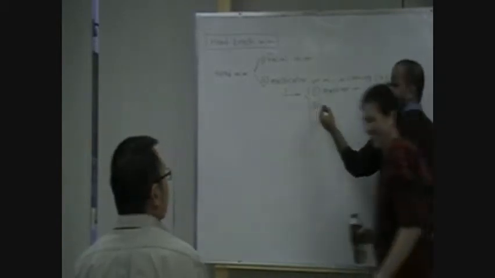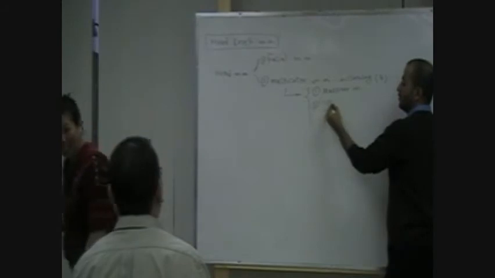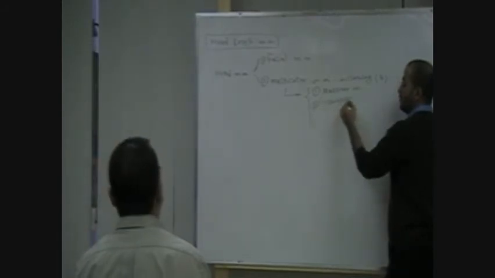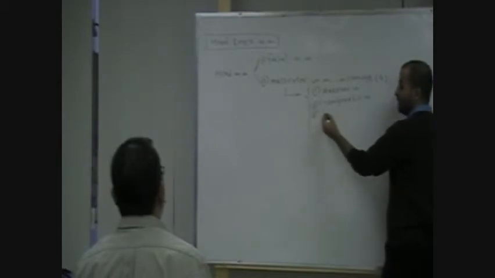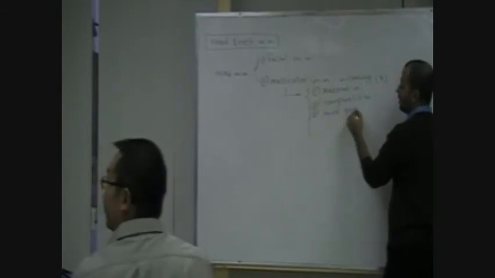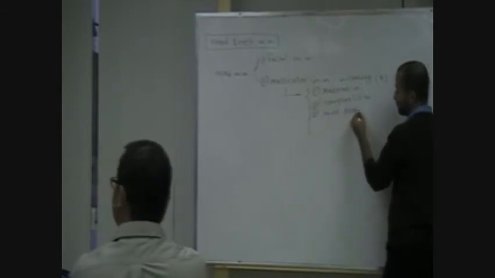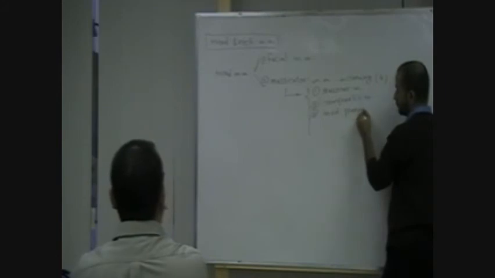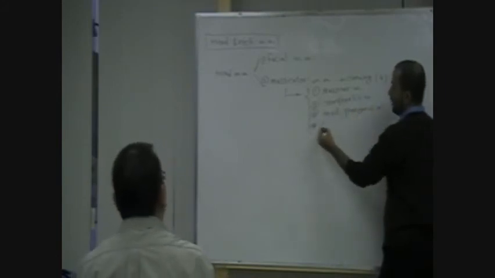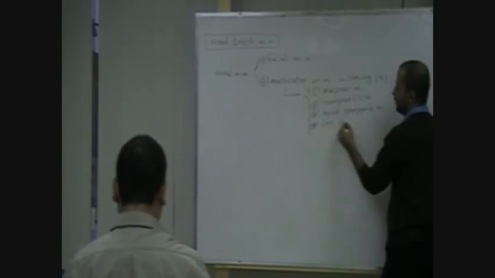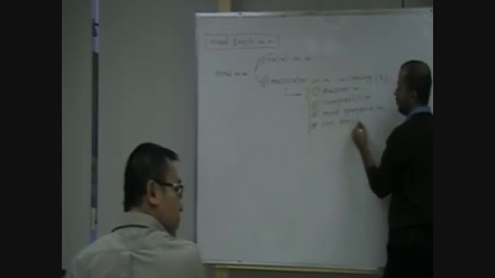Number one, masseter. Number two, temporalis muscle. Number three, medial pterygoid muscle. And then four was lateral pterygoid muscle.